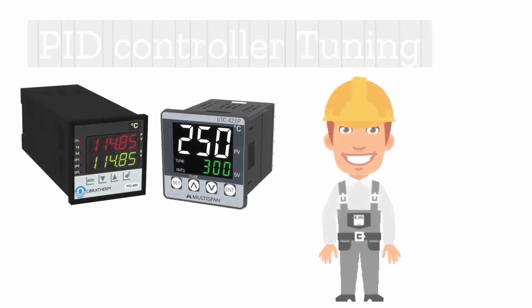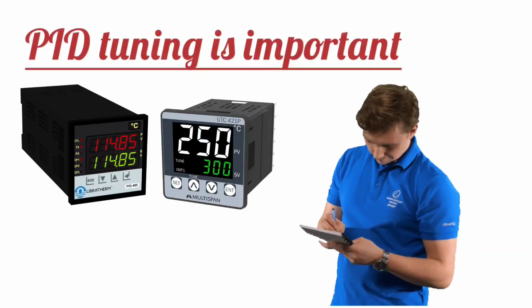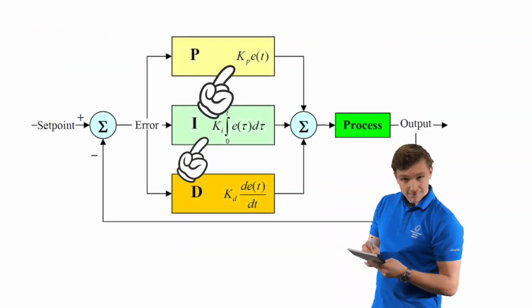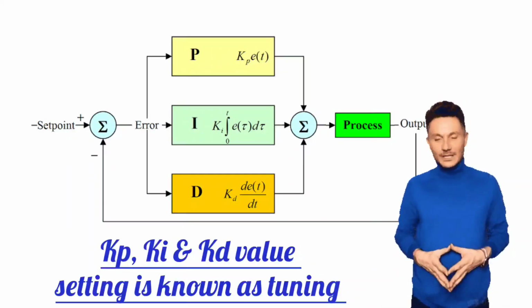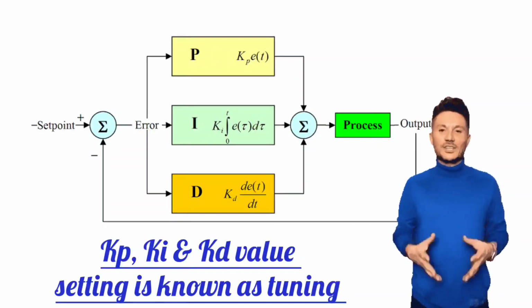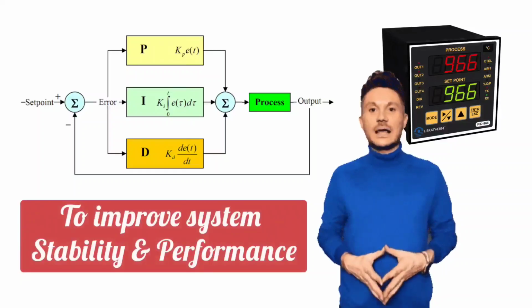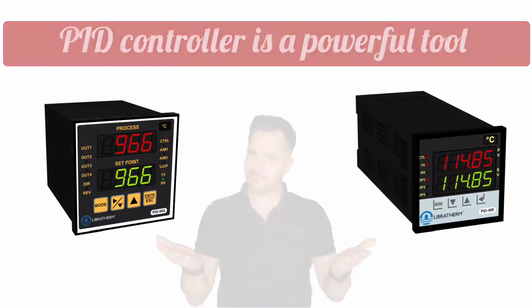Now let's look at PID tuning. PID tuning is very important for an efficient controller. In this, the Kp, Ki, and Kd values have to be set correctly. Meaning, setting the values of Kp, Ki and Kd is the tuning of the PID controller. You can also say that it is done to improve system stability and performance. So friends, PID controller is a very powerful tool in control systems.